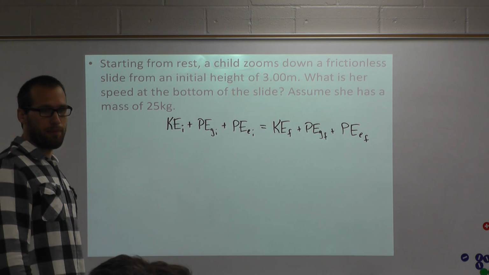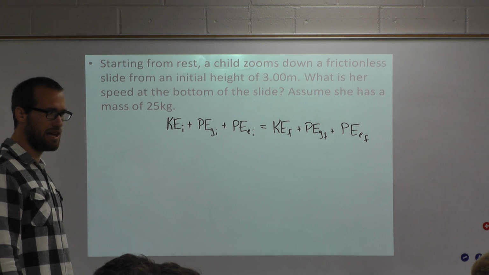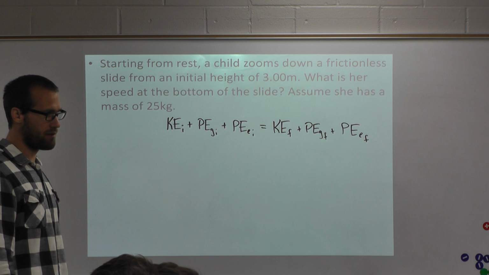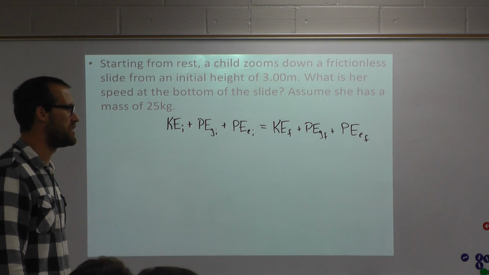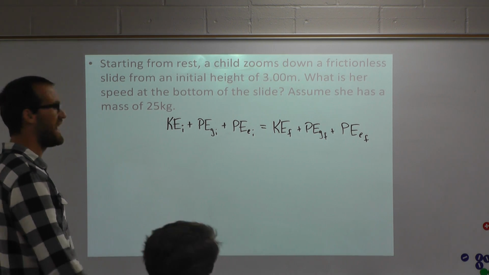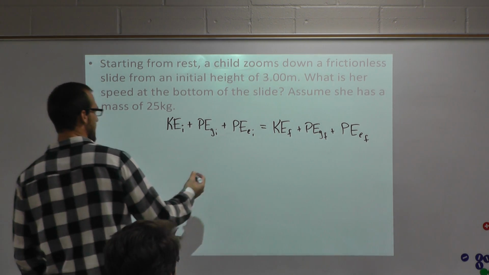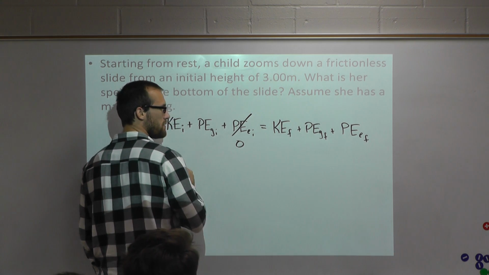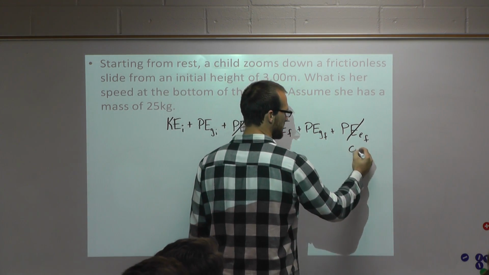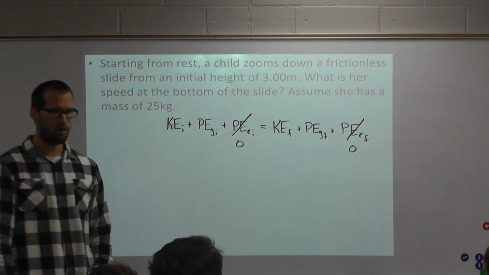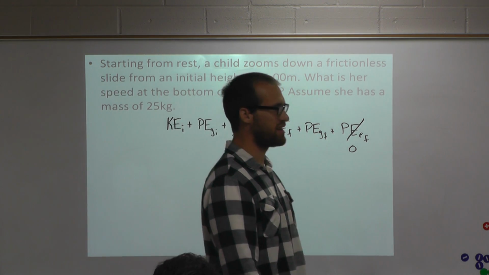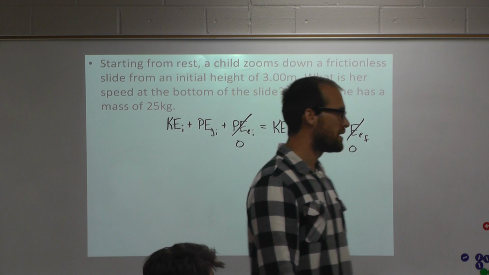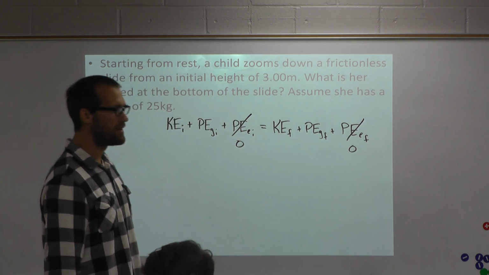You should be thinking, is there any elastic thing going on here? No. There is no spring, there is no bungee cord, there is no anything. It's frictionless. So you could say that this will be 0, and then this will be 0. E stands for elastic. So then KEI is 0.